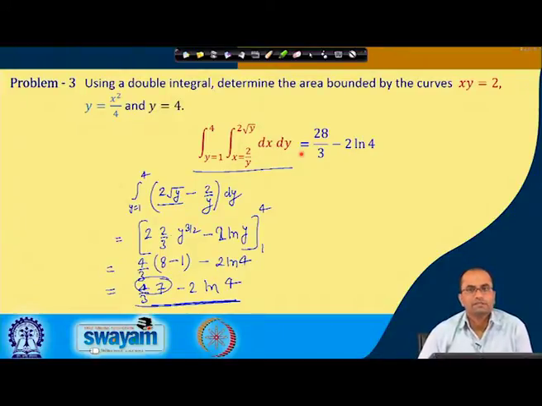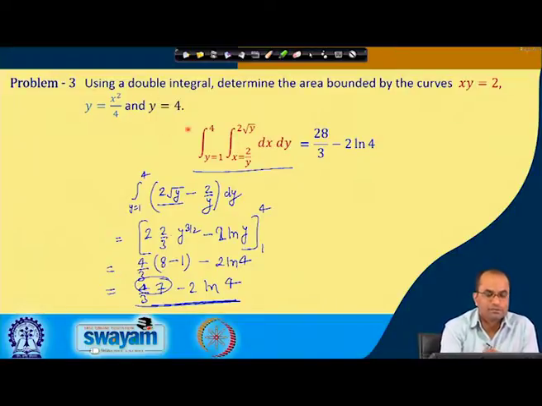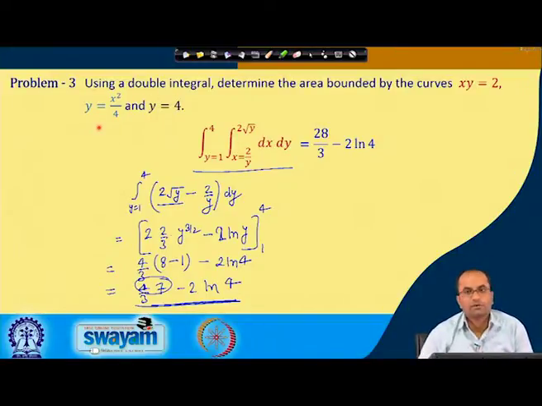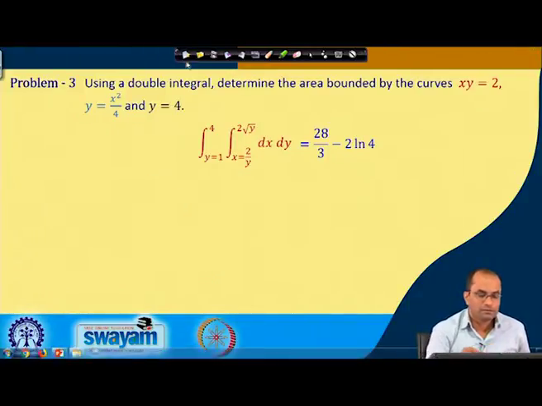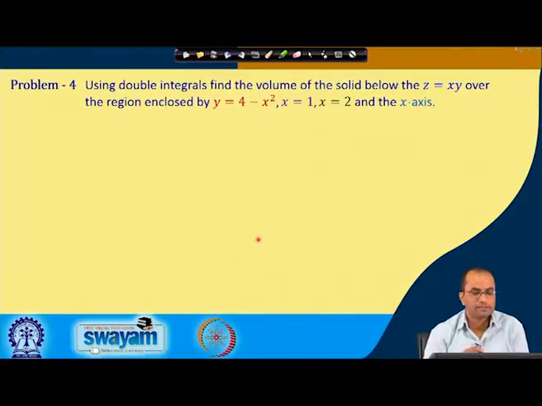So, we have seen these 3 examples where we have computed the area bounded by the curves, sometimes 2 curves or 3 curves. In this case it was enclosed by 3 curves, and we had another application which we have already discussed, that is the volume of the solid.